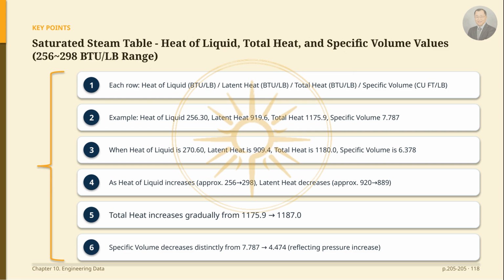On the other hand, the total heat increases gradually from 1175.9 to 1187.0. The most prominent change is in the specific volume, which decreases significantly from 7.787 to 4.474 cubic feet. This directly reflects the fact that as pressure increases, the volume occupied by the same mass of vapor becomes smaller.